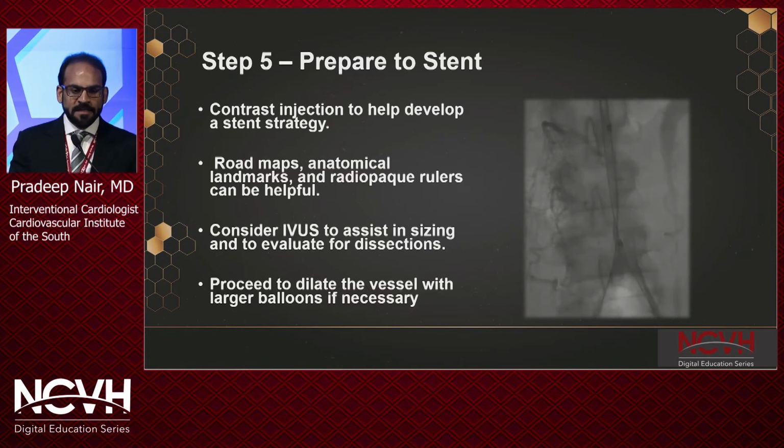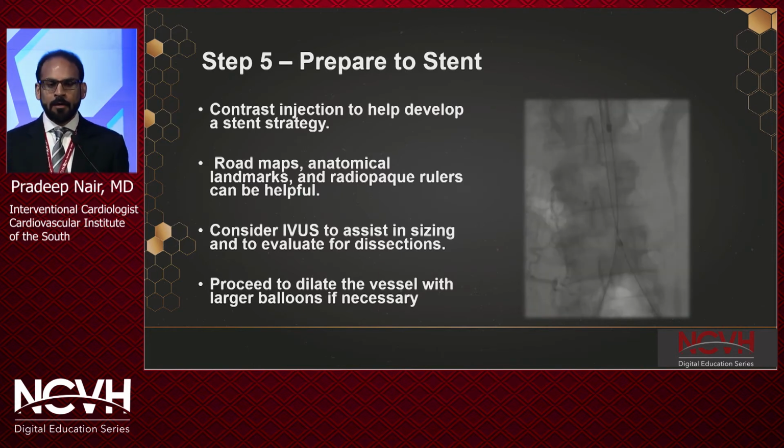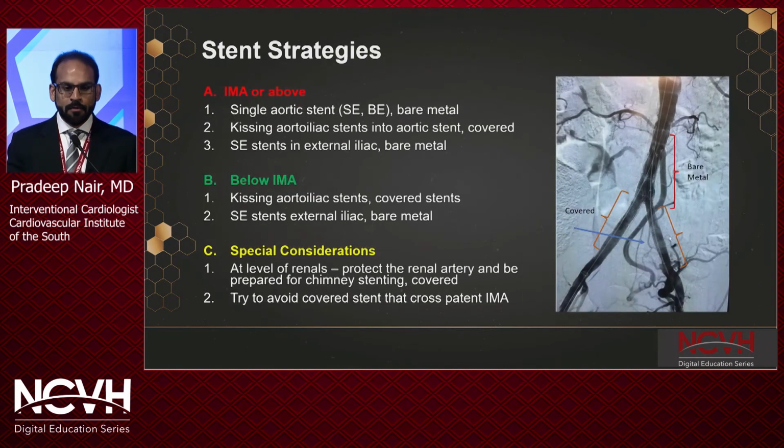Step 5, prepare to stent. So use a contrast injection to help define a stent strategy. Roadmaps, anatomical landmarks, radiopaque rulers can be helpful in this regard. You want to utilize IVUS and, if necessary, dilate with larger balloons.